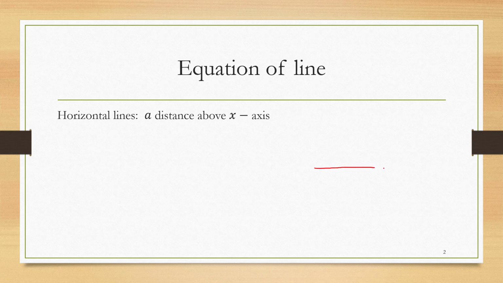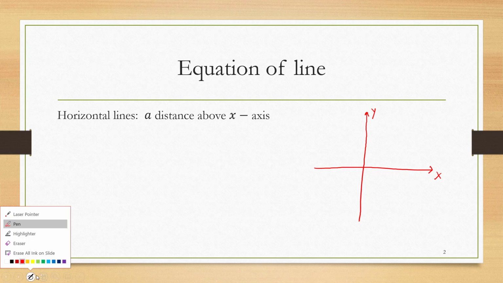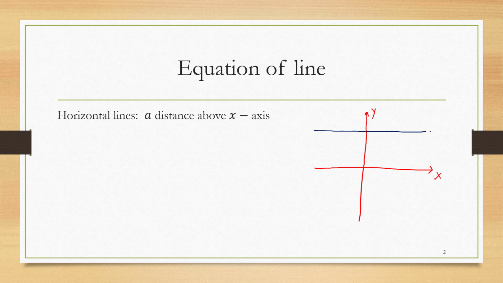Let's see. This is x-axis. This is y-axis, x and y. Now, a line which is a distance above x-axis. So, this distance is going to be a. If this distance is a, then clearly this distance is also a. And therefore, the coordinates of this point are (0, a). This is on y-axis, so x coordinate is 0 and this is a distance apart, so y coordinate is a.